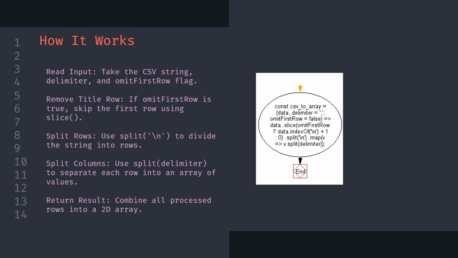Let's break down the process step by step. First, we take the input CSV string, the delimiter, and whether to omit the title row. If the title row should be omitted, we skip it using the slice method. Next, we split the string into rows based on new line characters. For each row, we split it into individual values based on the specified delimiter. Finally, we combine all rows into a 2D array and return the result.